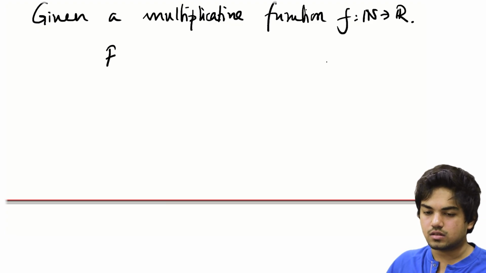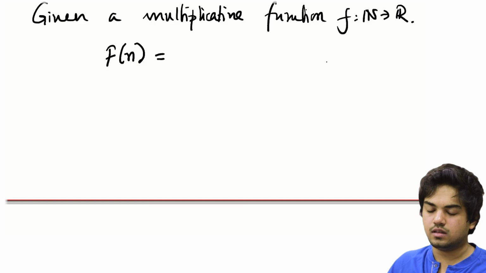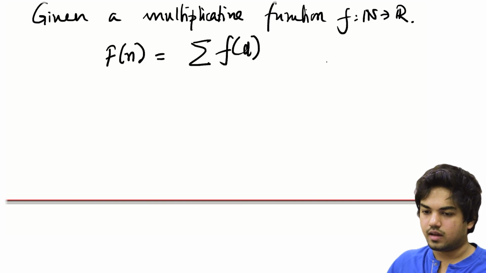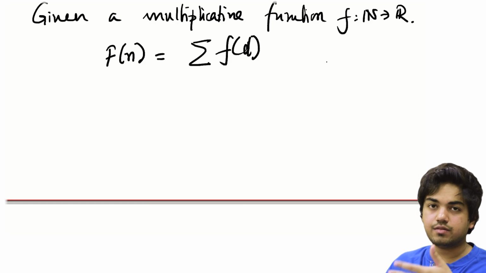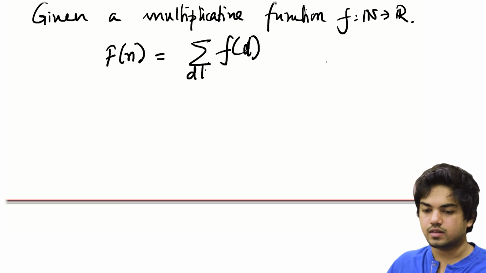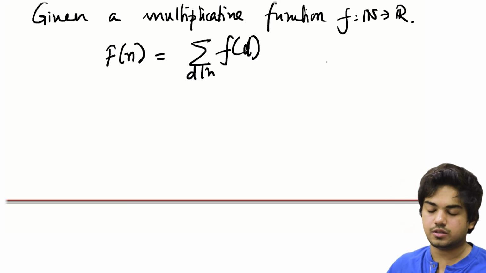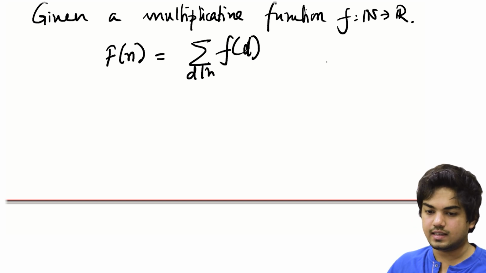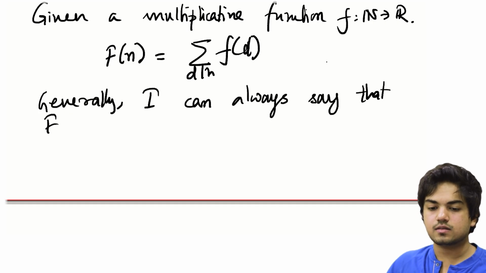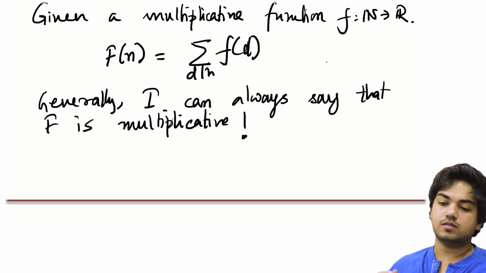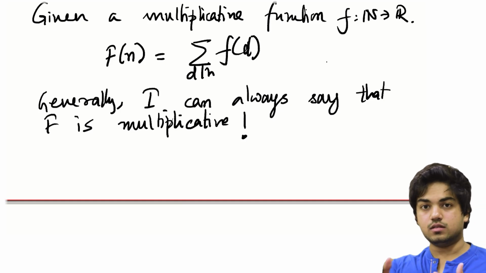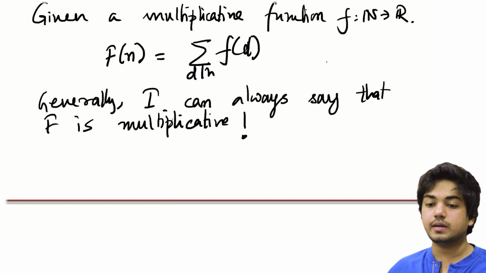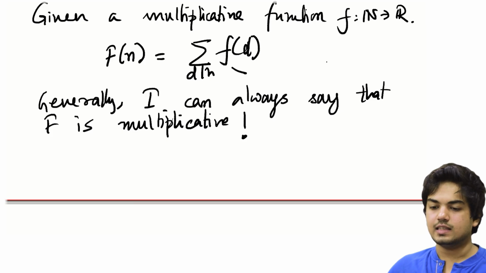If I consider the function capital F of n, which is the sum of the values of small f, our original function, at the divisors of n. We sum them. Very similar to the construction we just saw. What can I say about this guy? In particular, what I can always say is that F is multiplicative, which is surprising. Whenever you have a function of this form, I can always say it's multiplicative, given that obviously f is multiplicative. Why is that?